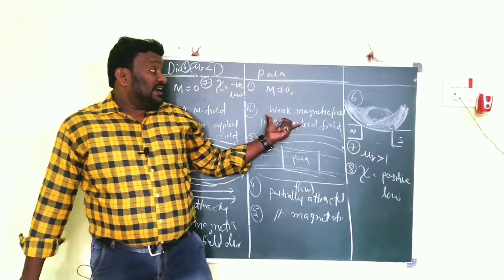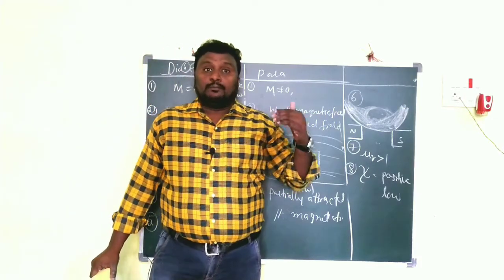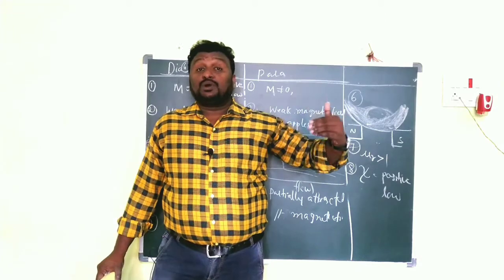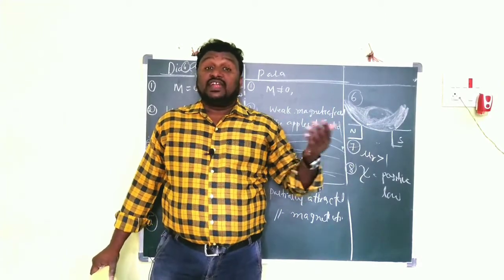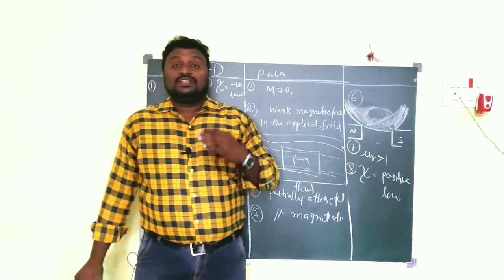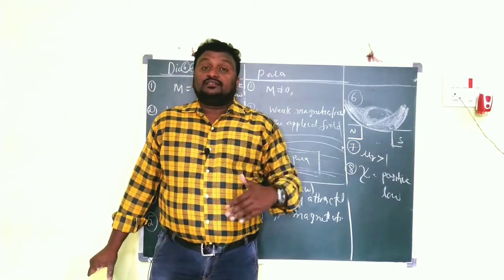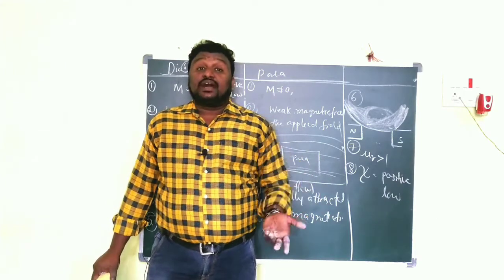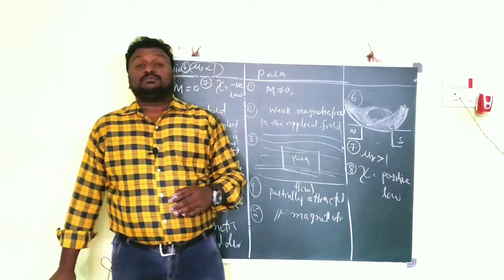And when it is placed in the magnetic field, it creates a small magnetic field in the same direction as the magnetic field. And third one, when the magnetic field is there and we keep some paramagnetic substance, then some of the lines pass through the paramagnetic substance.